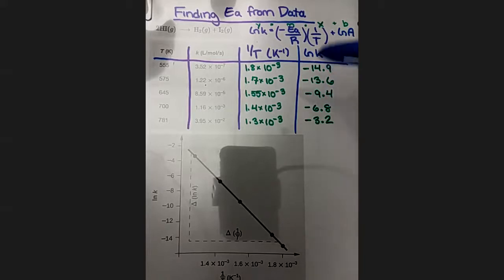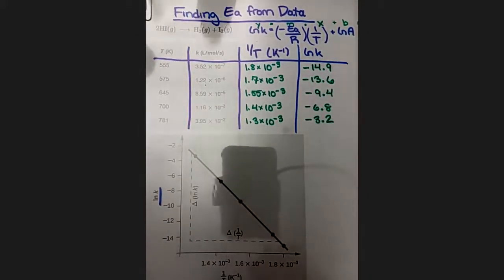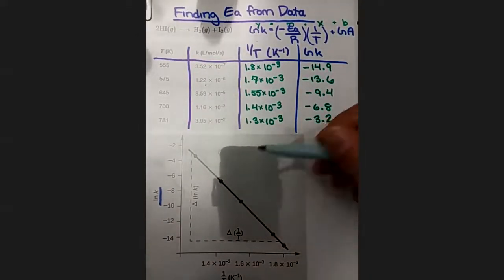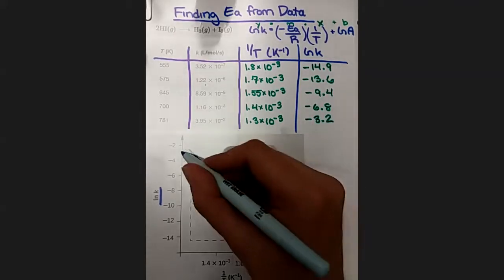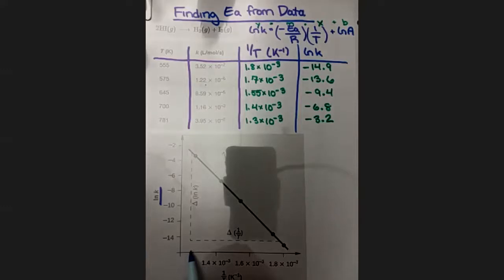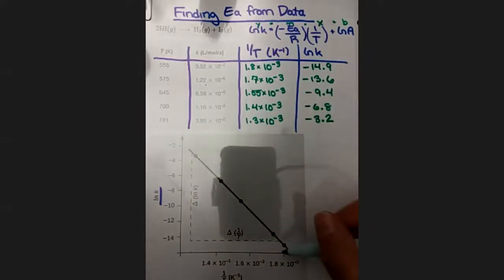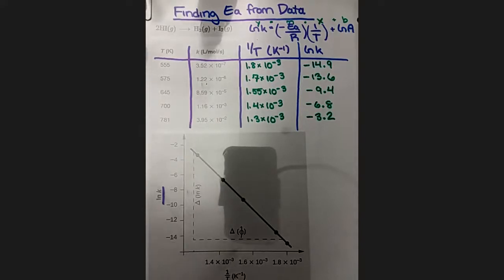So we've done our computation, we've transformed the data, so we're ready to make a natural log of K versus 1 over T plot. And you can see that the numbers in this plot should match up with the numbers we have. Let's check this last one. -3.2 is right here, and 1.3 × 10^-3 is right here. And for the first one, -14.9 and 1.8 × 10^-3. So they have plotted all the same points that we have. They've just drawn the axes in kind of a weird spot.